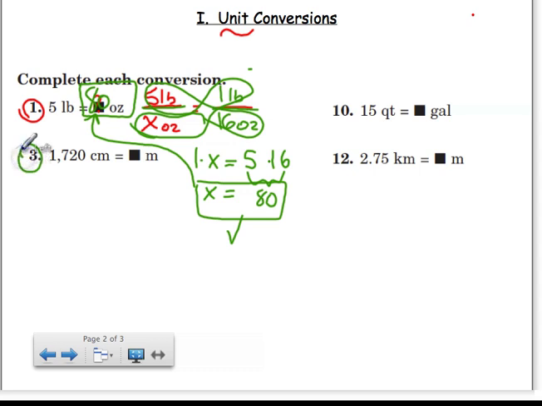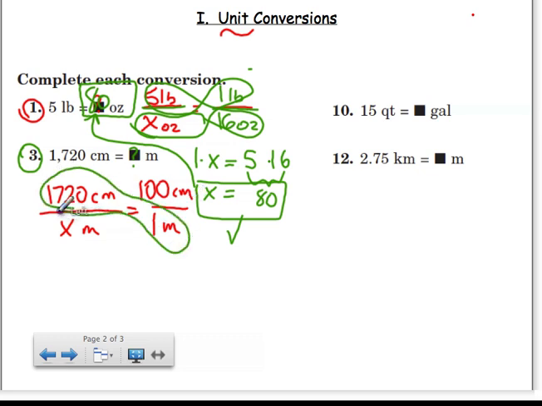Next, I'll look at number 3 that says 1,720 centimeters equals how many meters? Again, I'm going to write a proportion, starting with the information I have. 1,720 centimeters equals X meters, and finish the proportion using the ratio between those two measurements. I know that 1 meter is the same thing as 100 centimeters, and that's how I finish the proportion. Now I need to solve that proportion to figure out how many meters will be in 1,720 centimeters.